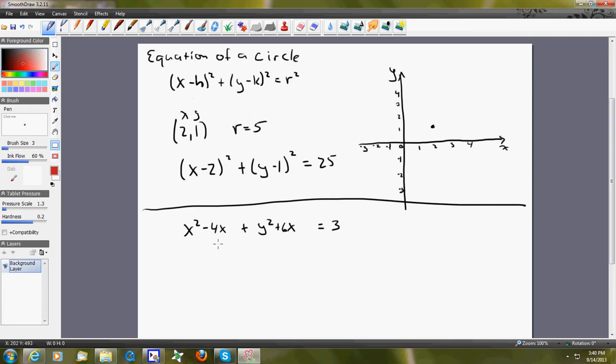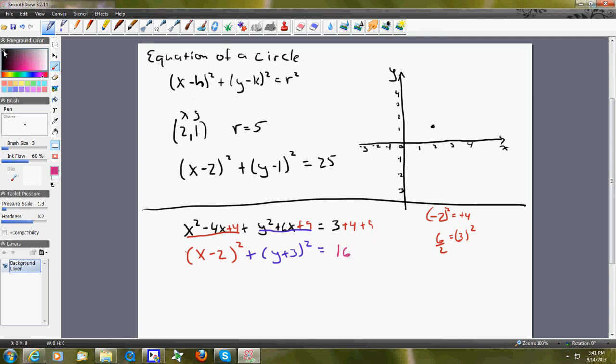Half of negative 4 is negative 2, and negative 2 squared is positive 4. So I'm going to add positive 4 here, and if I add to one side, I have to add to the other. Half of 6 is 3, and 3 squared is 9. So I'm going to add 9 here, and let's see if this helps. 3 plus 4 is 7, plus 9 is 16. So that does actually help. So I'm now going to write this as a perfect square binomial, (x minus 2) squared, plus (y plus 3) squared equals 3 plus 4 is 7, plus 9 is 16.